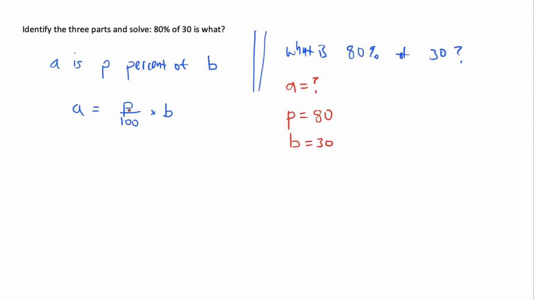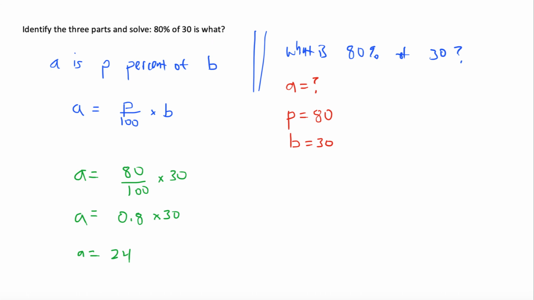Notice here that I put P over 100. So the 80%, the P value, the percent, is 80. So let's just plug these values in here. A equals 80 over 100 times 30. And then using your calculators, we should be able to get this. I can just rewrite that as 0.8 times 30, and multiply these together, we get 24. So 80% of 30 is 24.